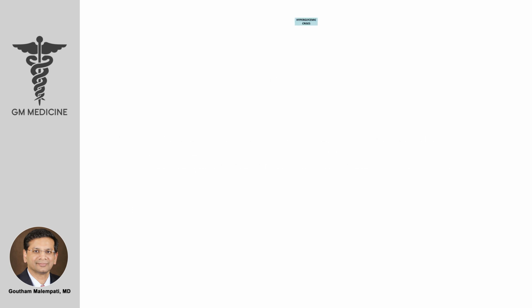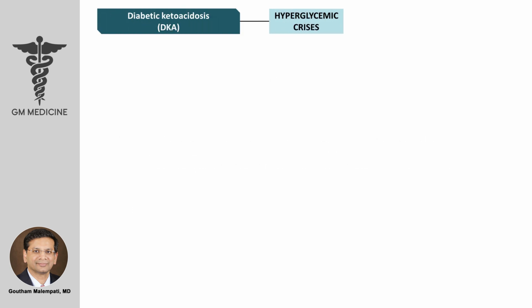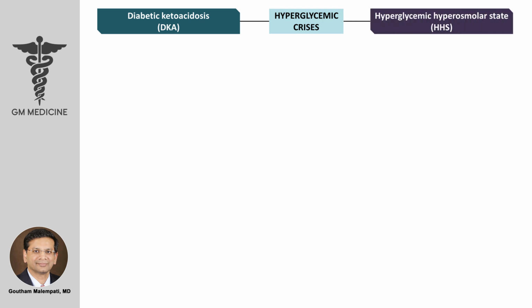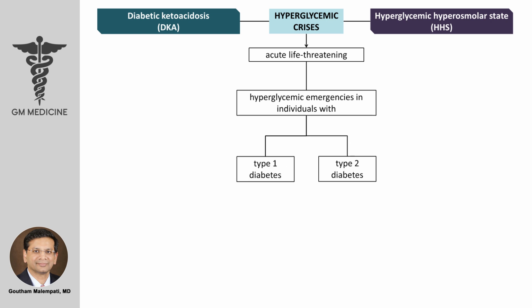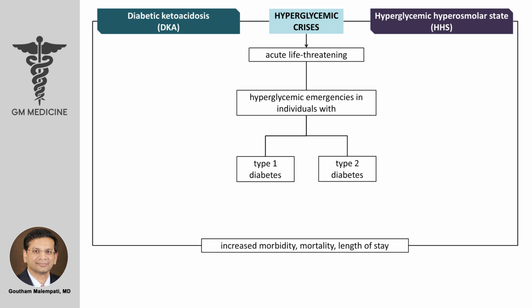Hi, in today's video, I'll be talking about hyperglycemic crisis. Diabetic ketoacidosis and hyperglycemic hyperosmolar state are two more serious acute and life-threatening hyperglycemic emergencies in individuals with type 1 diabetes and type 2 diabetes. There has been an increase in the number of admissions to the hospital due to diabetic ketoacidosis and hyperglycemic hyperosmolar state in the past decade. Both of these conditions are associated with increased morbidity, mortality, and length of stay.